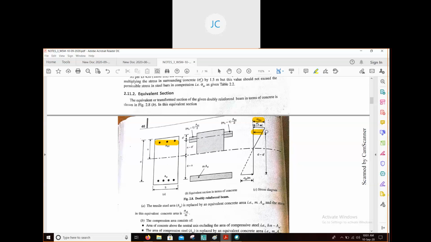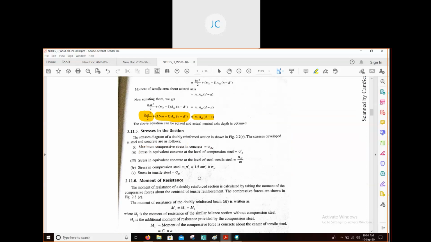This height was our d dash, so this height will become d minus d dash, because from this level to this level the total height was our effective depth d. Now you see here the maximum compressive stress in concrete, you know that the value is sigma CBC. The stress in equivalent concrete at the level of compression steel is sigma C dash.